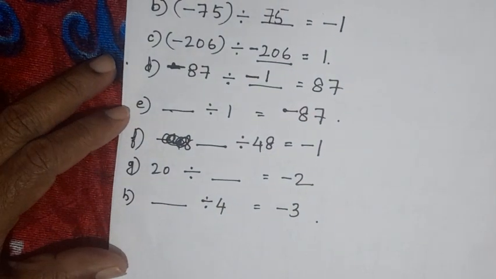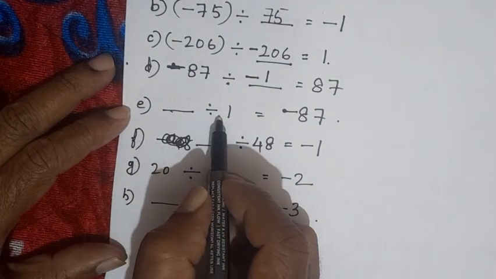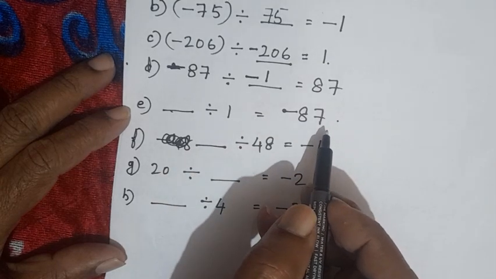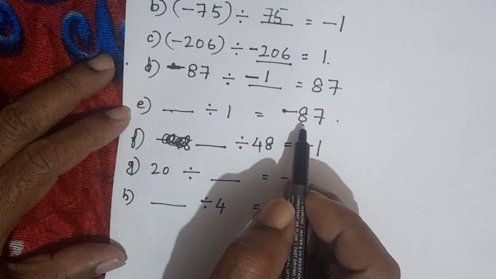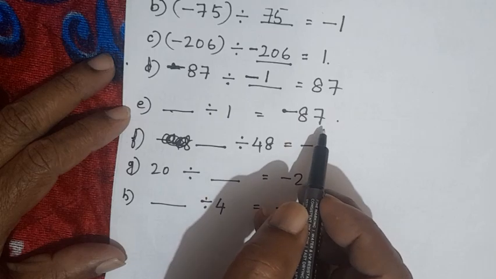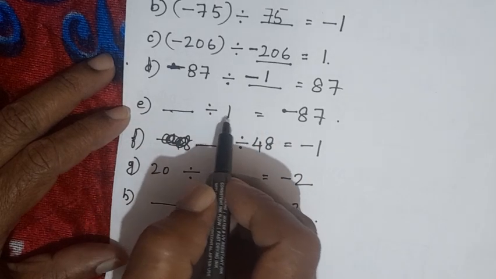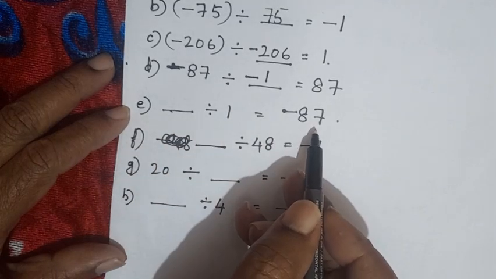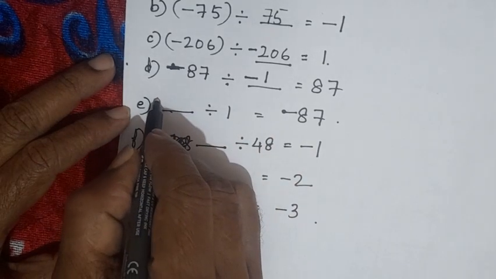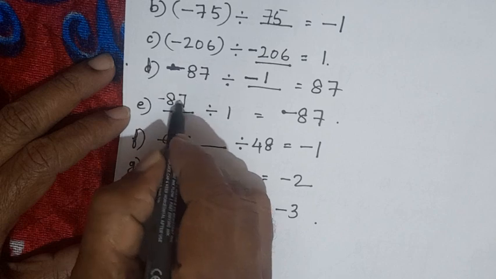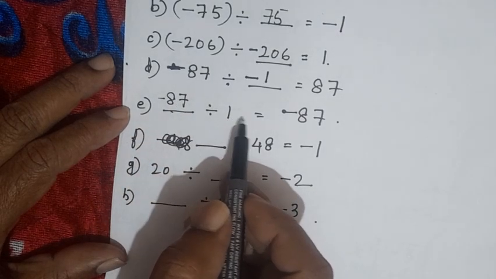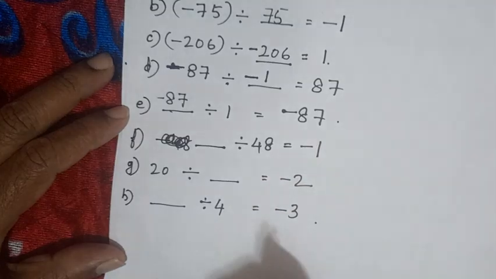And the next question is dash divided by 1 is equal to minus 87. So to get minus 87, when a number is divided by 1 to get minus 87, then the number should be the same number, na? So the answer is minus 87. Minus 87 divided by plus 1 is equal to minus 87.